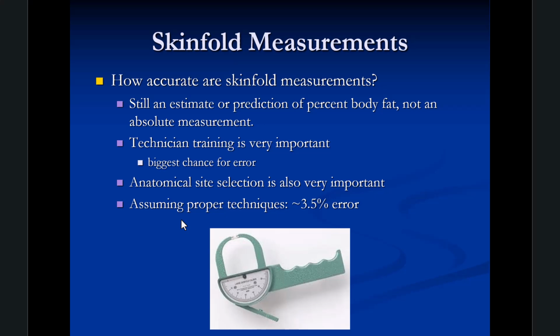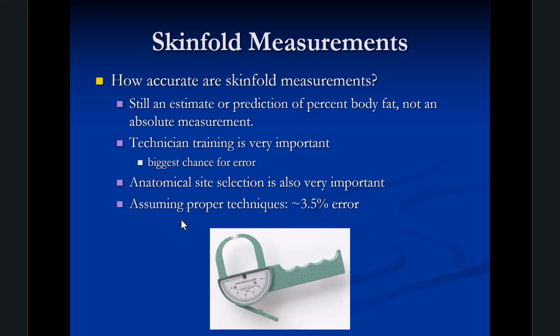And then different body types too. Sometimes with people with a lot of body fat or even too little body fat, it tends to be more difficult to actually get the skin folds. So again, most evidence shows that there's an error rate of about 3.5%.